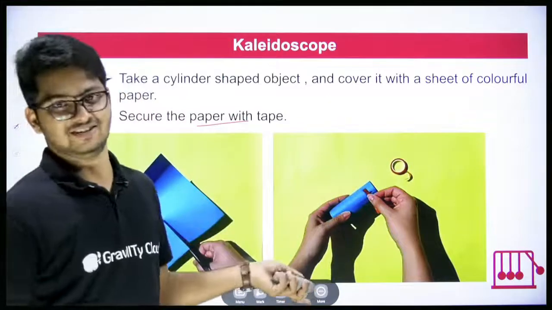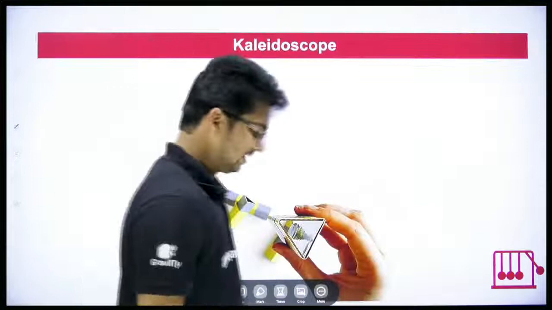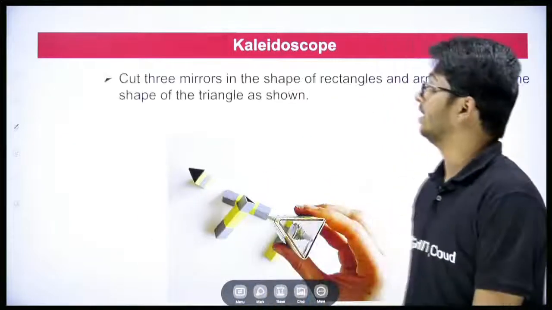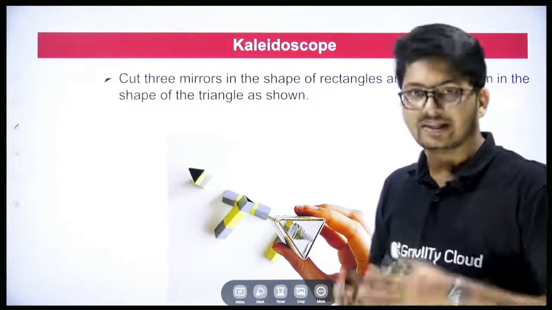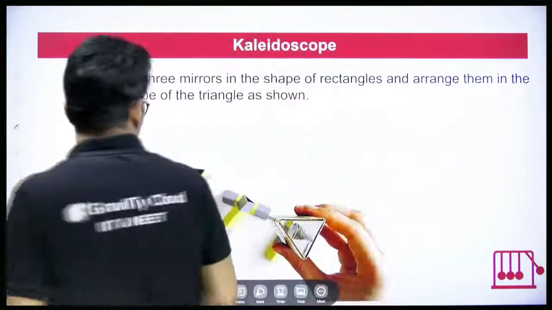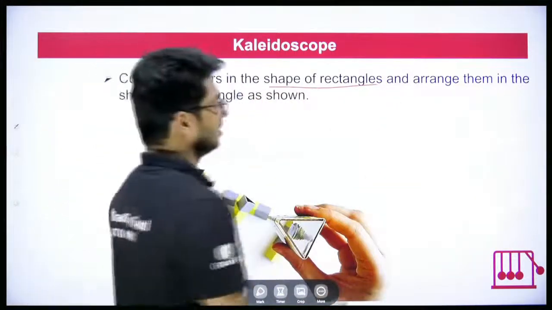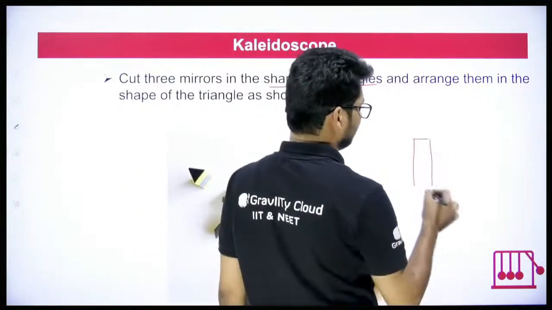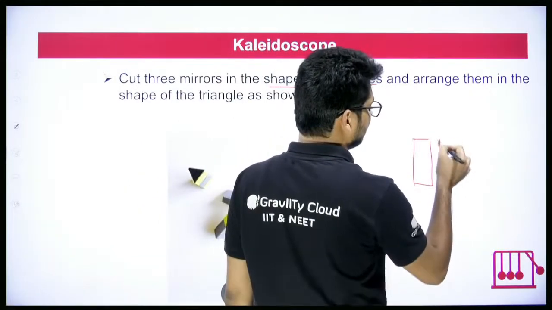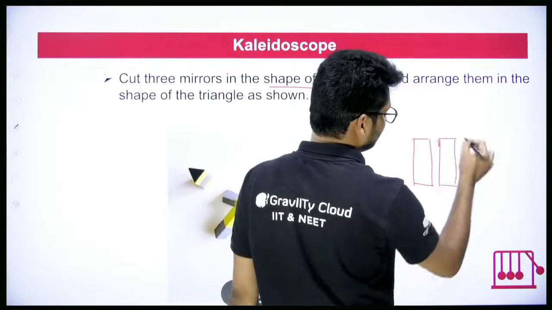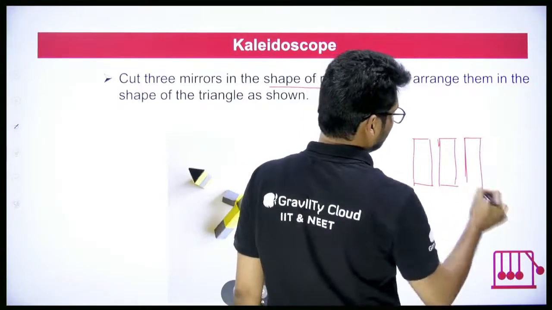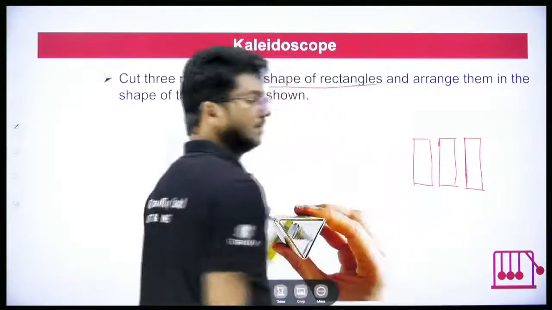This is decoration. The main physics, the main science part will be here. You have to take 3 mirrors. Cut the 3 mirrors in the shape of rectangles, like this. Rectangular strips. You have to take 3 of equal size. All of them should be equal.